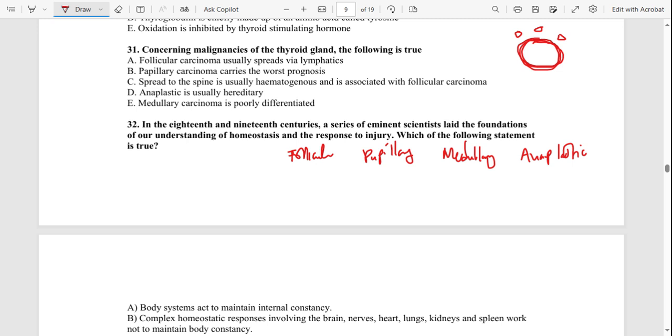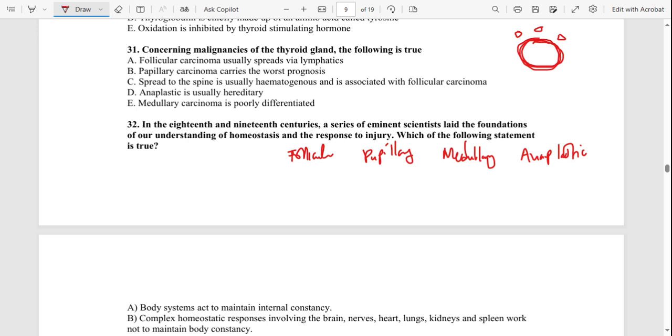So for the prognosis, we had said earlier that the one which is undifferentiated is the one that carries the worst prognosis. So anaplastic will carry the worst prognosis. The best prognosis is going to be with the papillary, which is the commonest. It's commonest, but it has got the best prognosis.